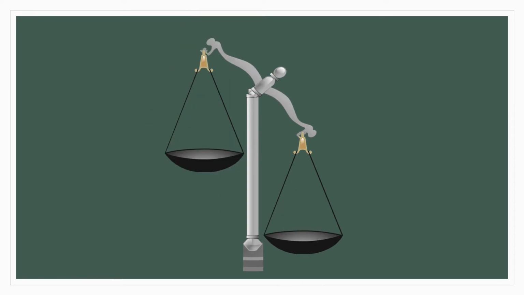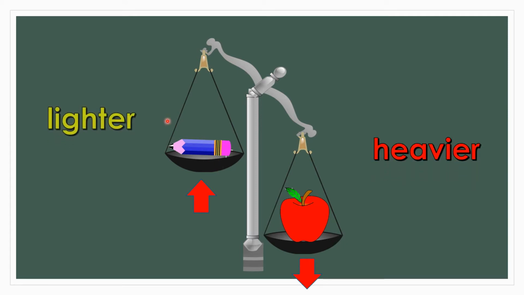Children, I have put the pencil in one pan and the apple in the other pan. The right hand side goes down and the left hand side goes up. So you can say that the pencil is lighter and the apple is heavier.